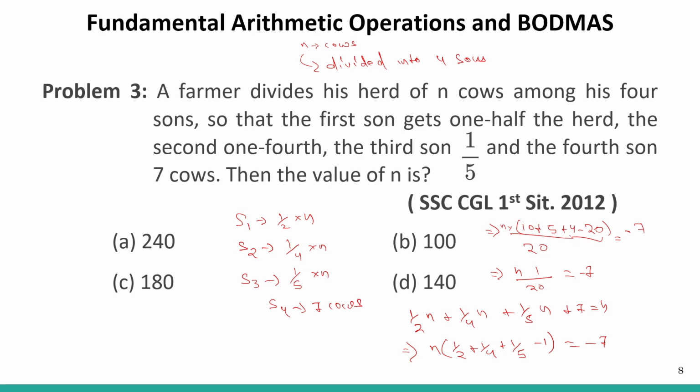Hold on a second. 10 plus 5 is equal to 15, plus 4 is 19. So 19 minus 20 gives minus 1 by 20, and this will be minus 7. So n is equal to 7 into 20, which implies n is equal to 140. So n equal to 140 will be the correct answer. D is the correct answer.